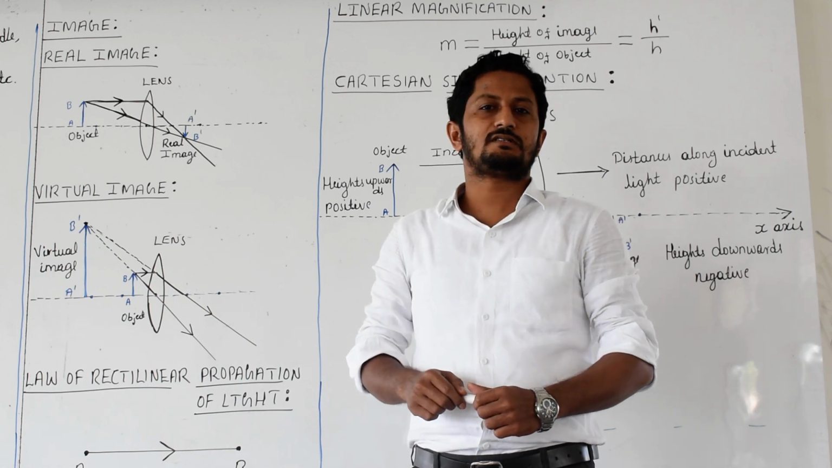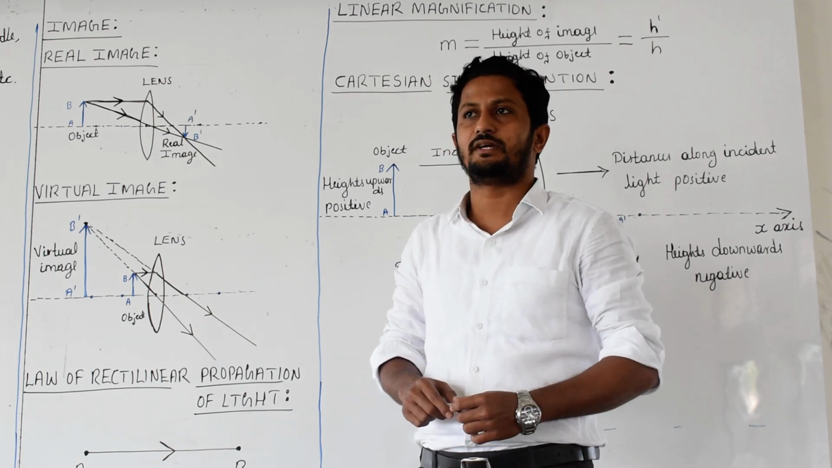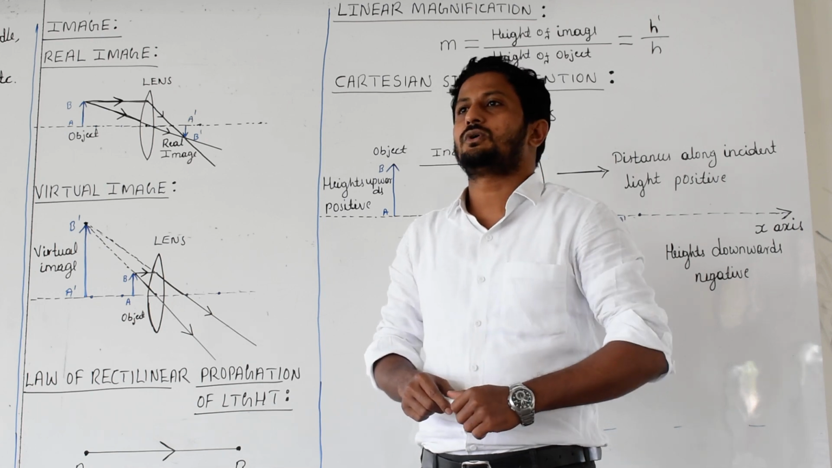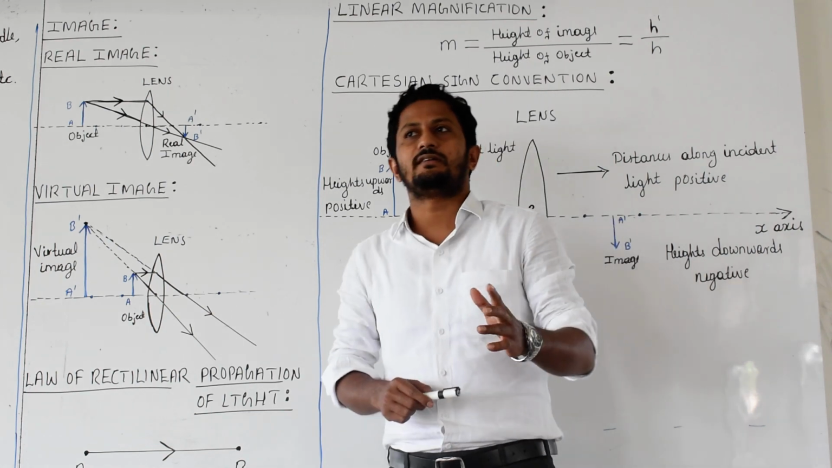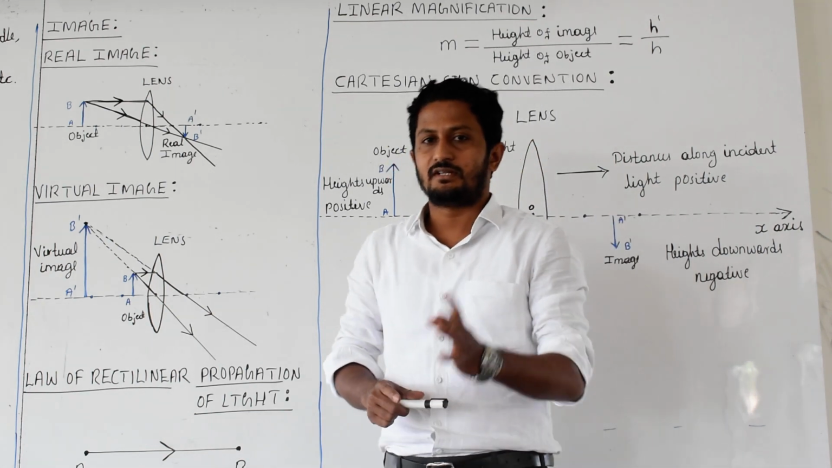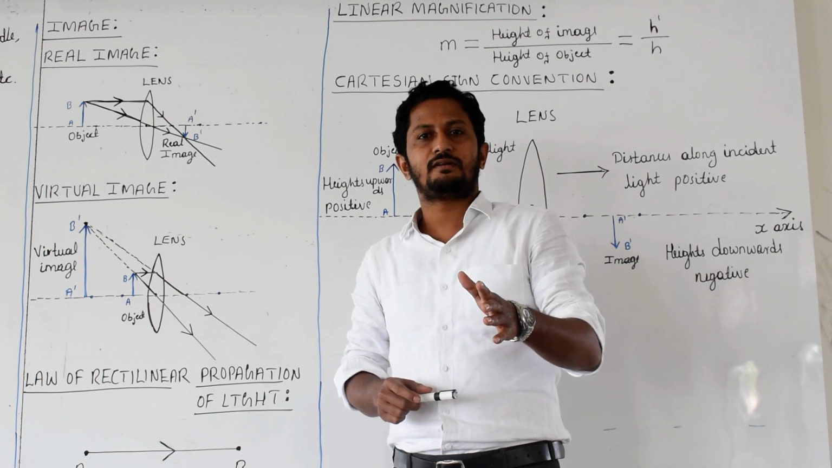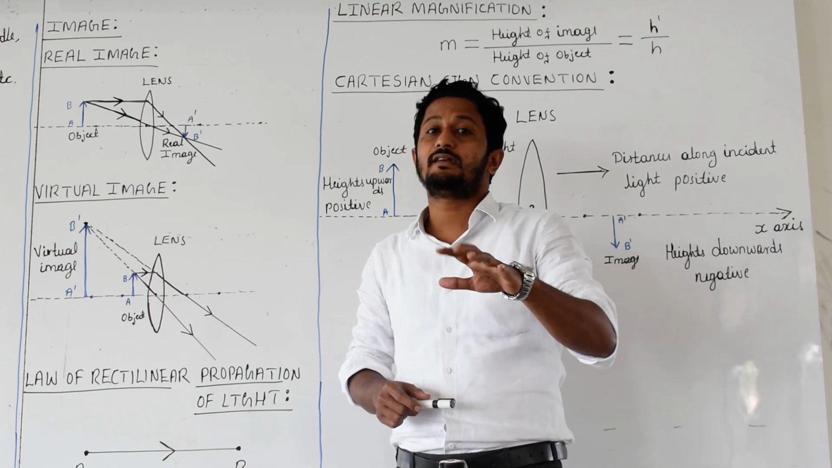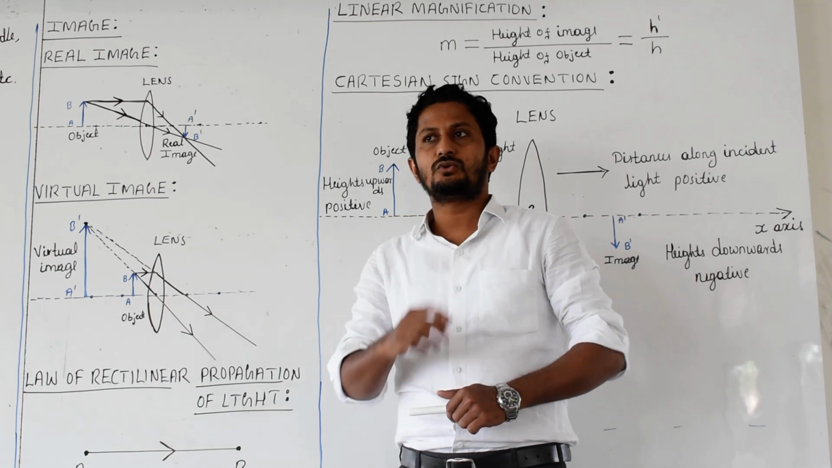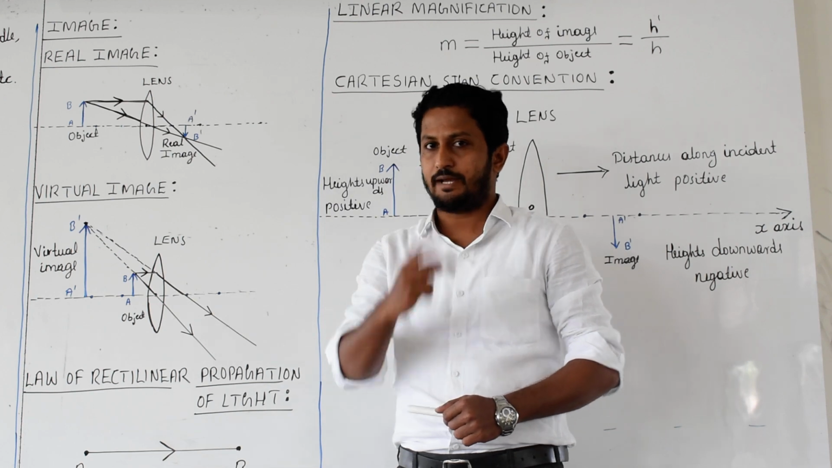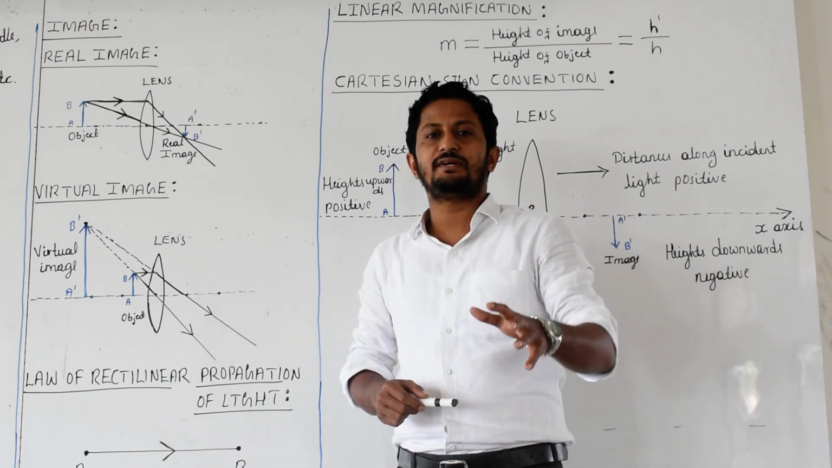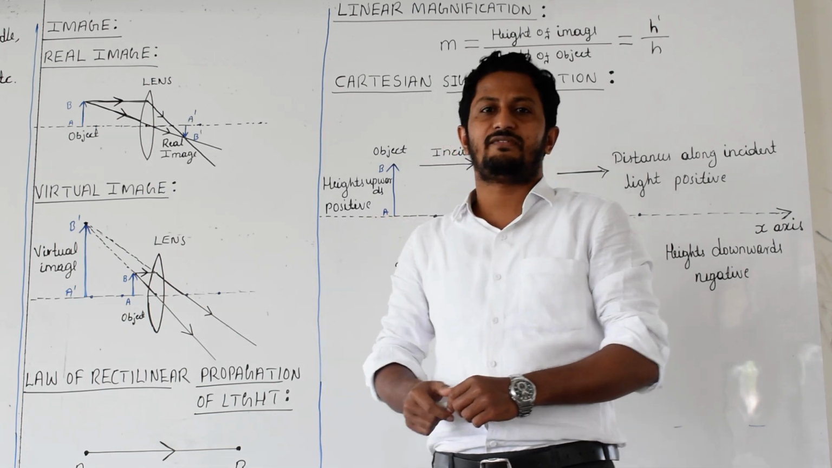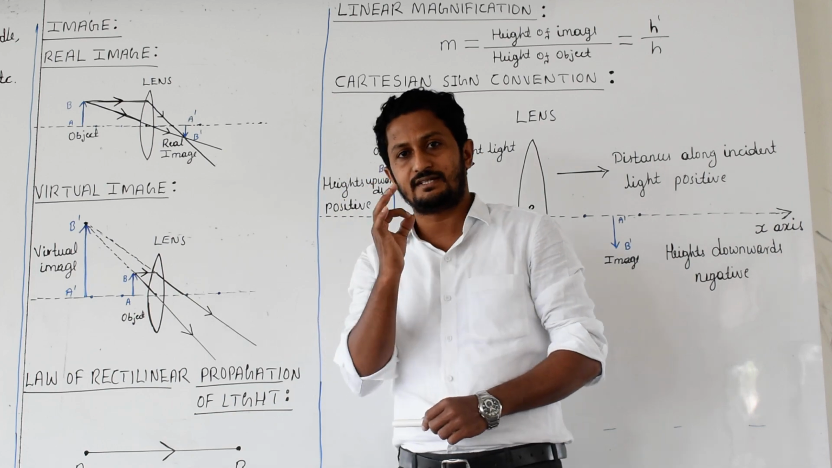In that previous class, we were discussing two kinds of objects, real object and virtual object. Thereafter we started the discussion of image. There I said image is nothing but the intersection point of reflected or refracted light rays. Those images are again of two types. One is real image and another one is virtual image. How do we identify which kind of image it is?